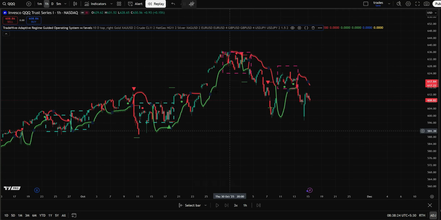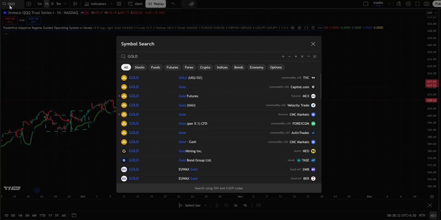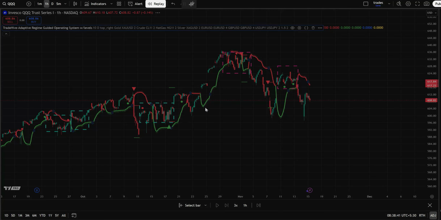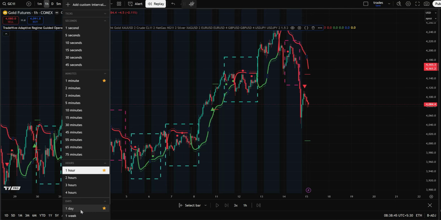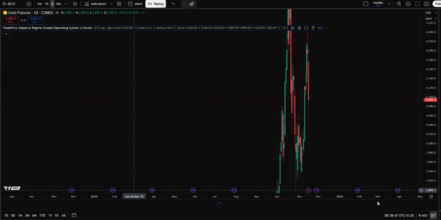Now you're getting hourly trend and trades and everything. Sell, it falls down. Here is another sell signal, it falls down. Now this will work across the board. Let's say I go to gold futures in COMEX and I change this chart to daily.